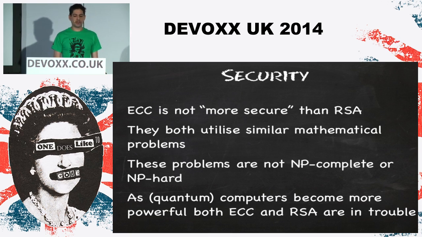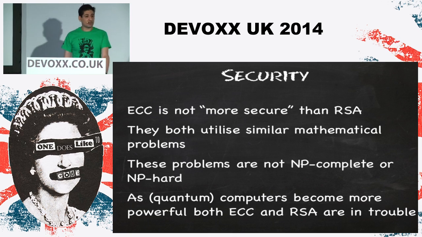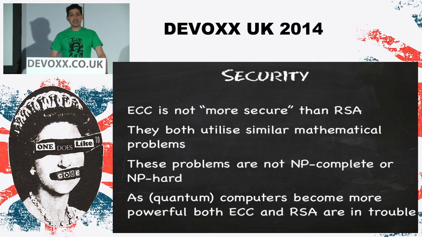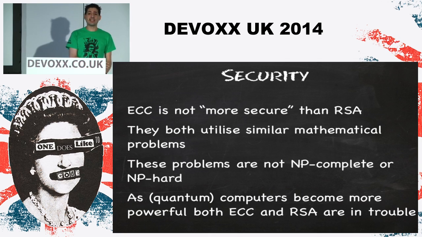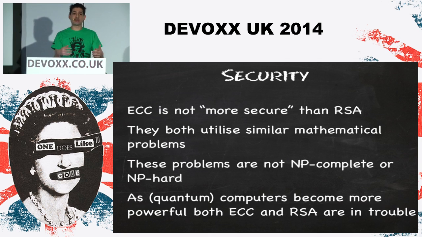So how do they compare, RSA, ECC? ECC is not more secure than RSA, not by any stretch of the imagination. They are pretty much level pegging. They utilize similar mathematical problems, as we've seen. A discrete logarithm isn't that great a difference from the factorization problem, and this is shown by the fact that several of the algorithms have been adopted from one or the other.